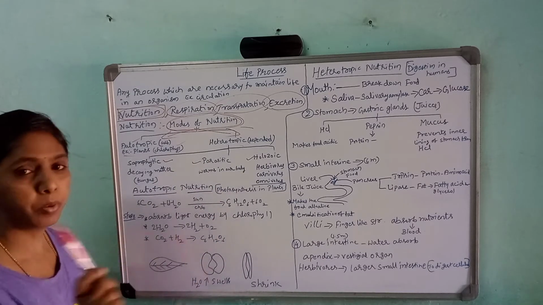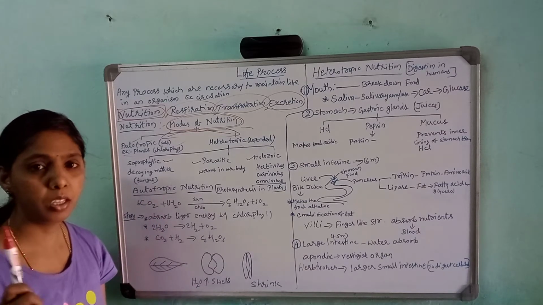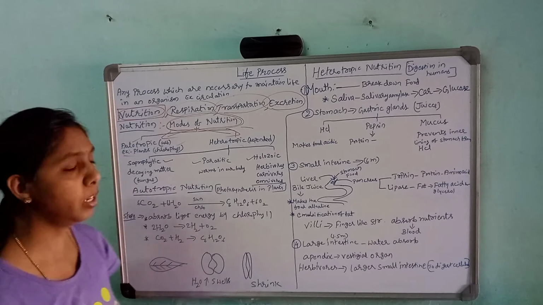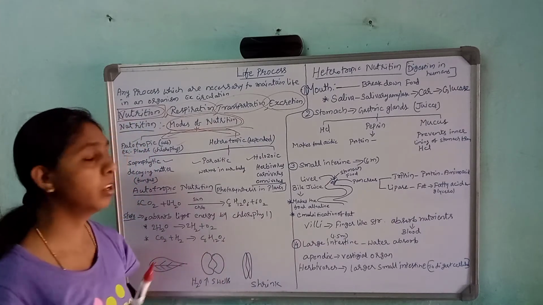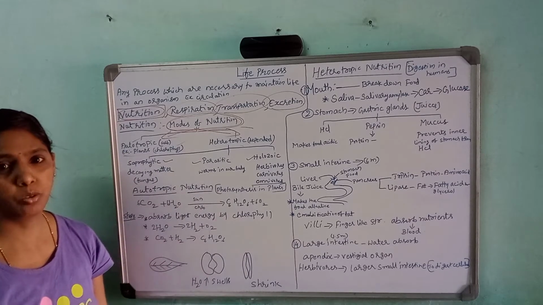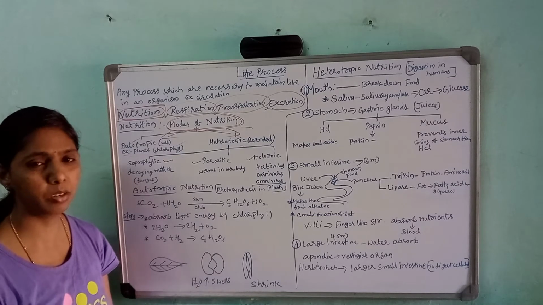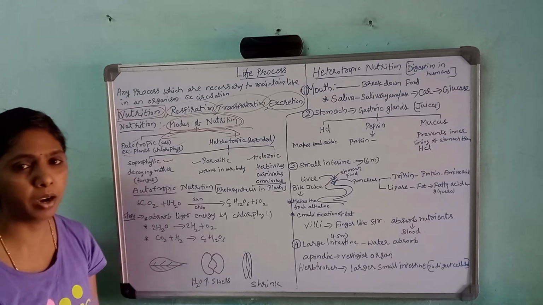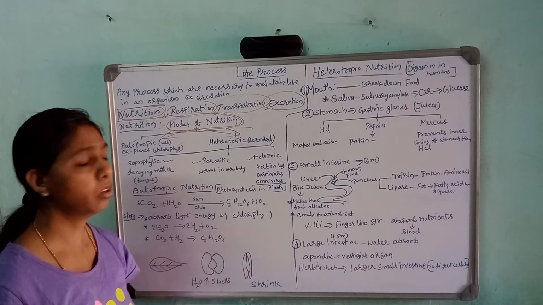See here, I am talking about the lesson life process. The meaning I told already: any process which is necessary to maintain life in organisms. The digestive system is one process, the circulatory system, the excretory system. All these are the different types of processes which go on in our body. Those are the things we are going to learn here.